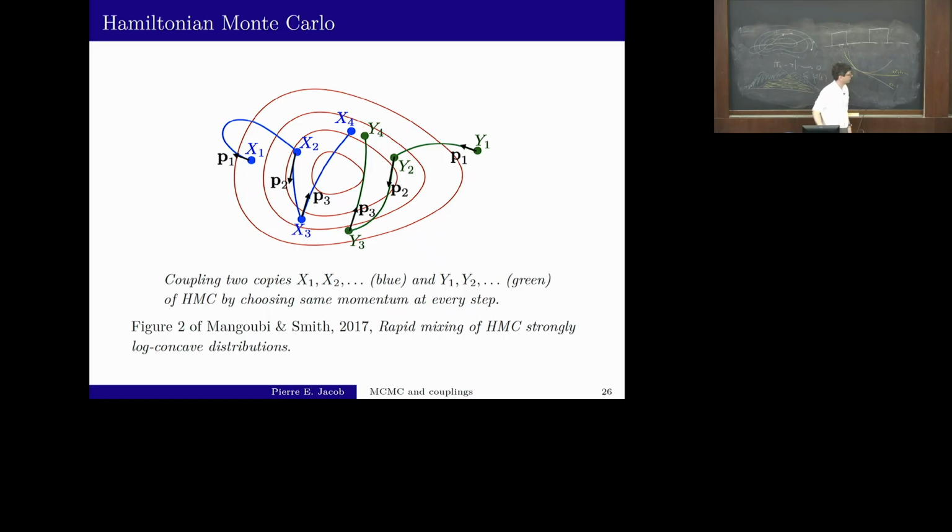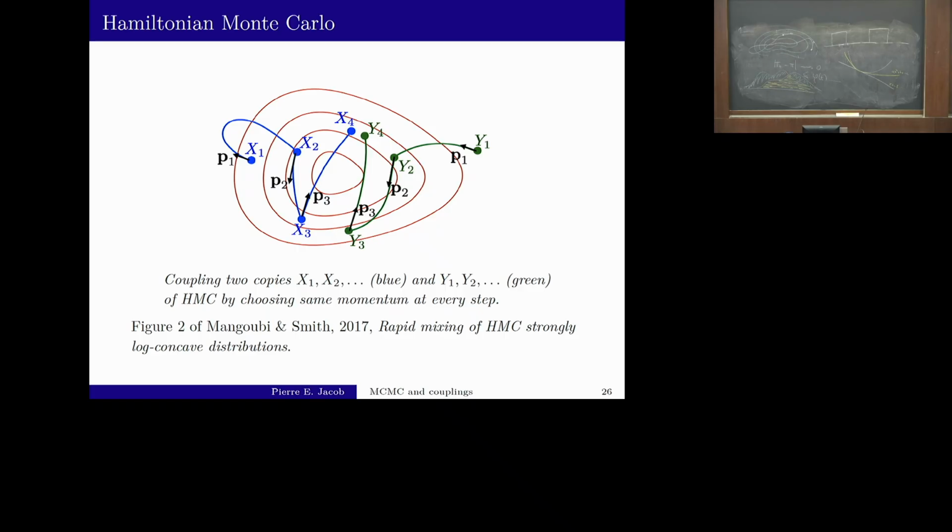Okay, and the same reasoning works for Hamiltonian Monte Carlo. So for example, you have this figure in Mangoubi and Smith, two Hamiltonian Monte Carlo trajectories. One starts at x1, the other one at y1. And you see what happens is that they are always given the same velocities. So P1 is the same. The trajectories, of course, are different. And you see that they end up at points that are closer to one another than the points that they started. And again, they're given the same P2, and they end up here and here.